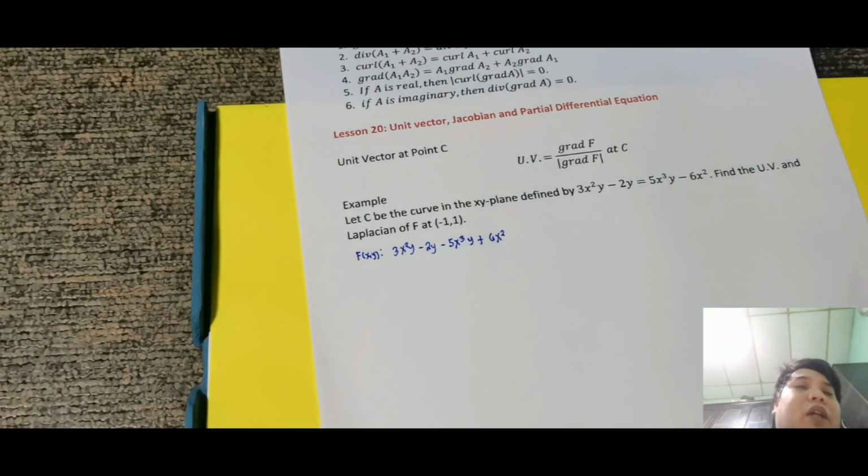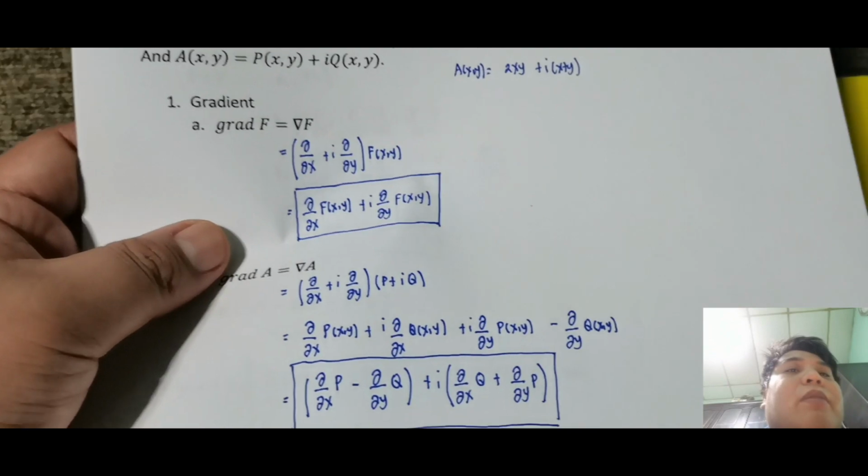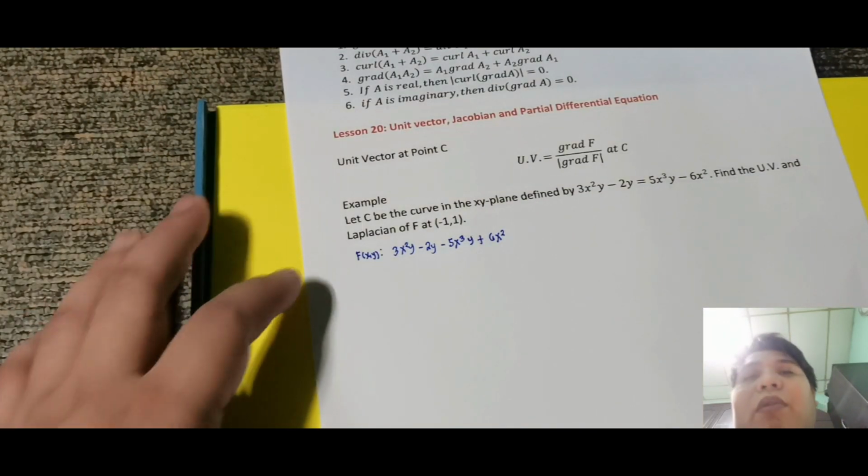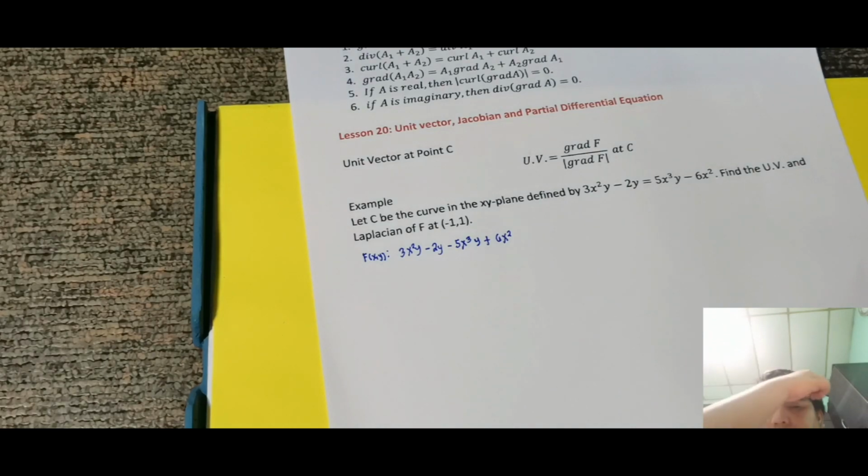So, ngayon, ano yung goal? Hanapin natin yung UB niya. So, yung gradient of f saka yung modulus ng gradient of f. Tapos, evaluate natin siya at negative 1, 1. So, ano ulit ang formula ng gradient of f? Note that the formula of gradient of f is just the partial derivative of f with respect sa x plus I partial derivative of f with respect sa y. So, kukunin natin yung dalawang partial derivative niya.